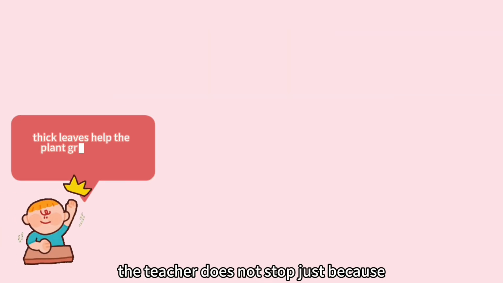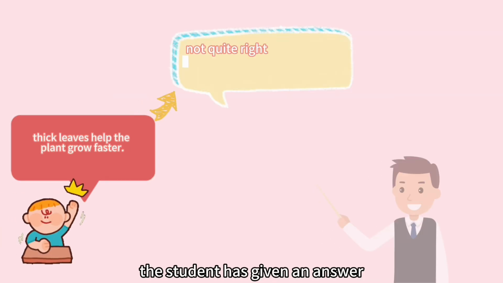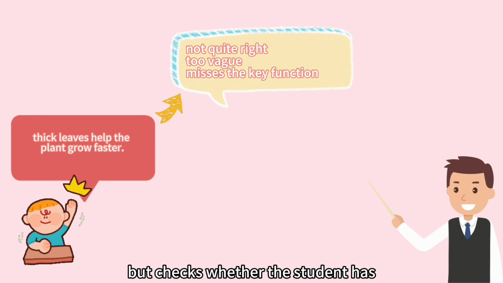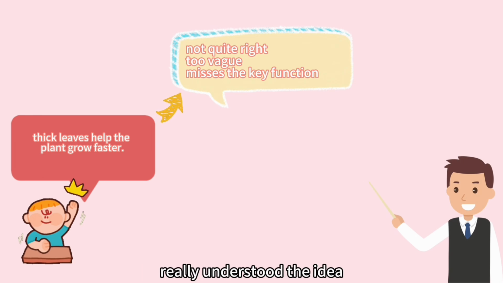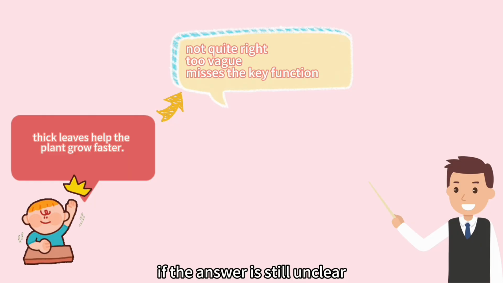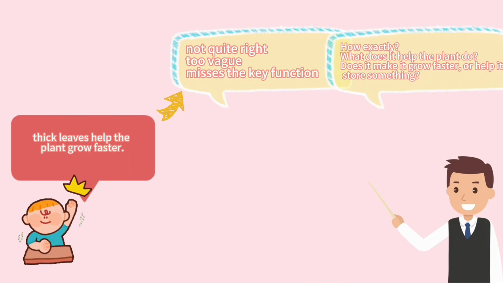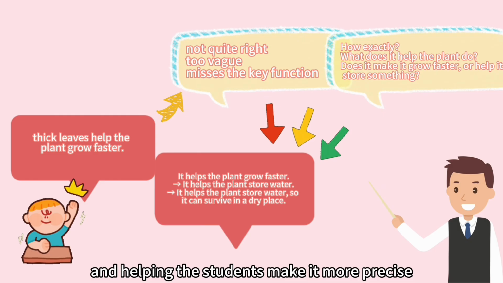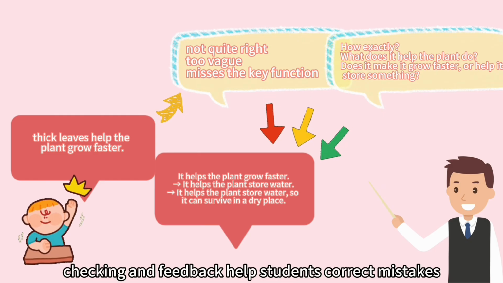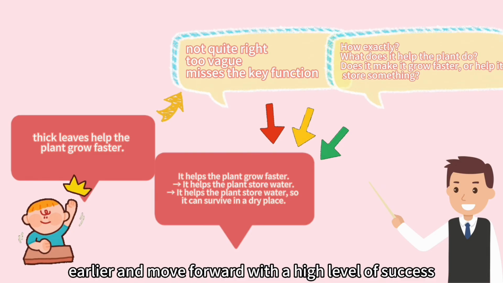In this part, the teacher does not stop just because the student has given an answer, but checks whether the student has really understood the idea. If the answer is still unclear, the teacher follows up or corrects in a strict way, helping the students make it more precise. In this way, checking and feedback help students correct mistakes earlier and move forward with a high level of success.